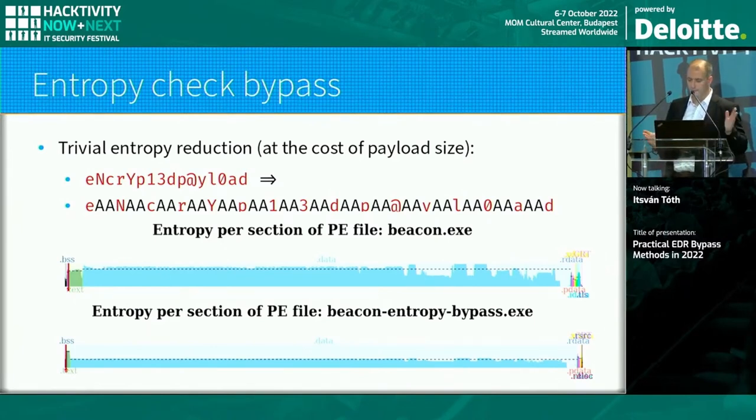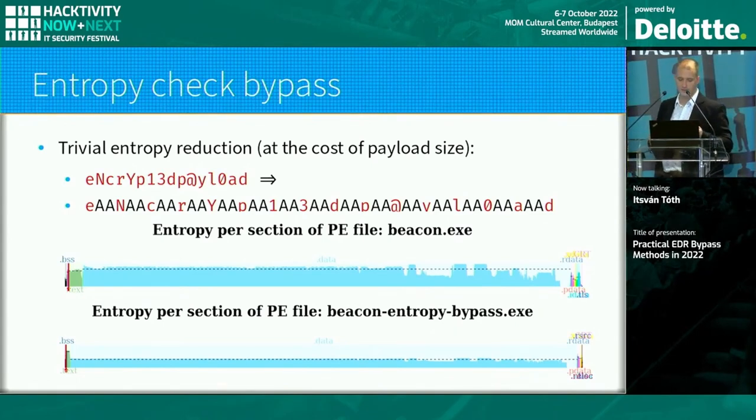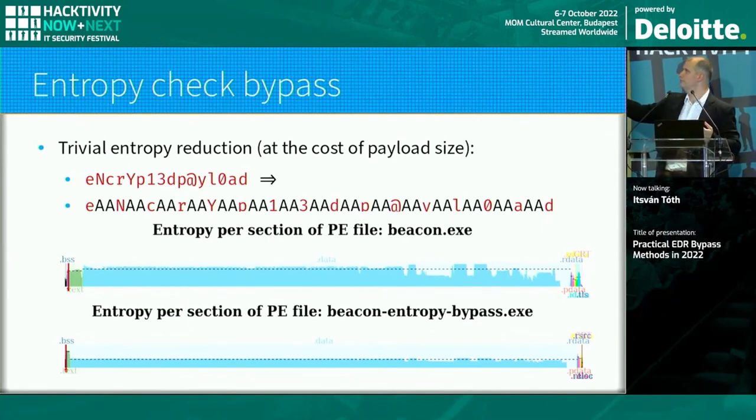Because if you know nothing and just want to predict the following byte in this sequence, then it will be A with 2/3 probability. So this is not random. Why? The first one is assumed random because it is encrypted. So with this very trivial trick, we could reduce the entropy of any payload. Of course, during the decryption phase, you have to do it a little bit differently. You have to follow only the third bytes for the decryption.